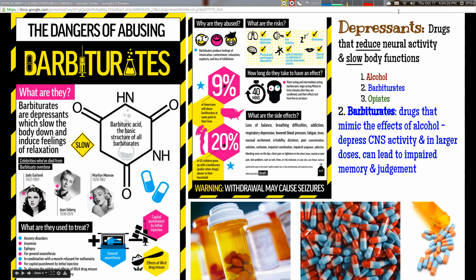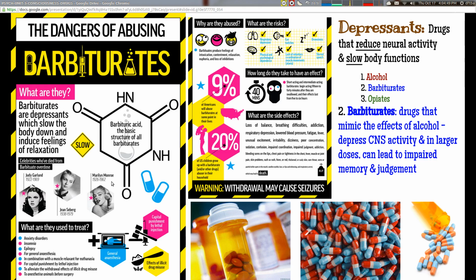But it says barbiturates, the danger of abusing them. What are they? They're depressants to slow down the body. So we've got these celebrities here who have died from overdose. Judy Garland from The Wizard of Oz. Marilyn Monroe, of course. If you take enough of these, it's going to slow your body down so much that you would die. Same with alcohol poisoning, and do the same kind of thing.